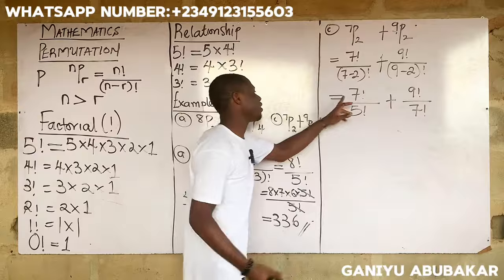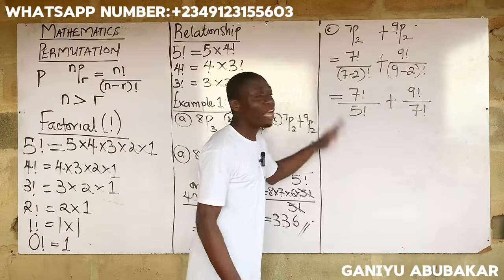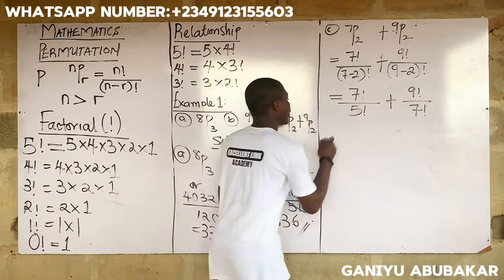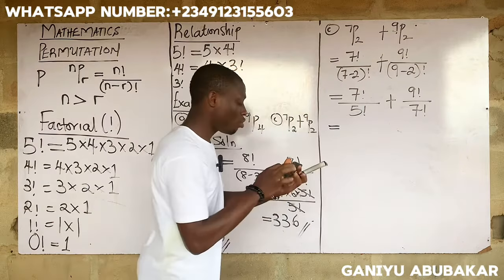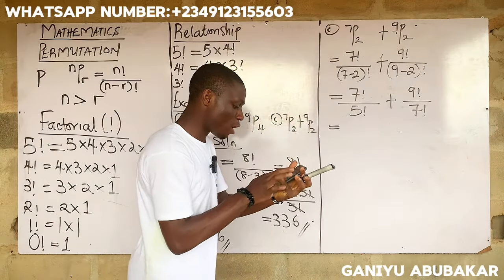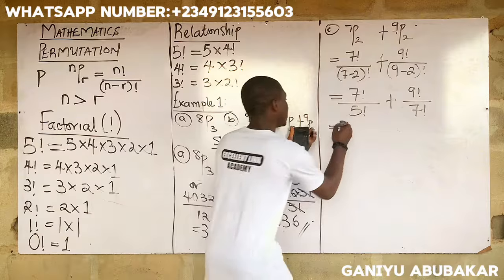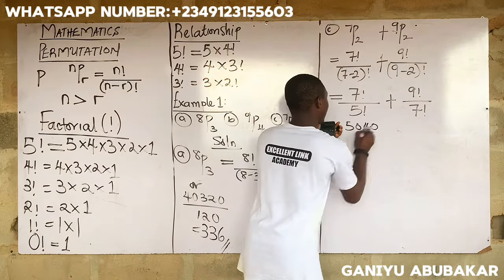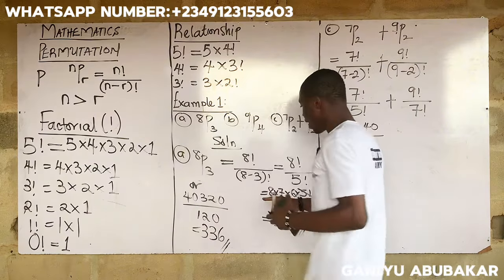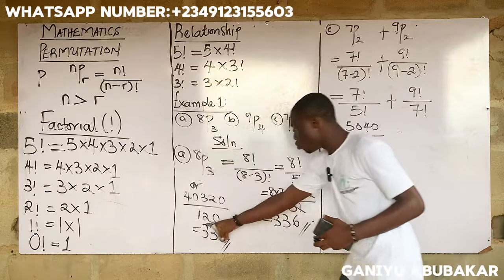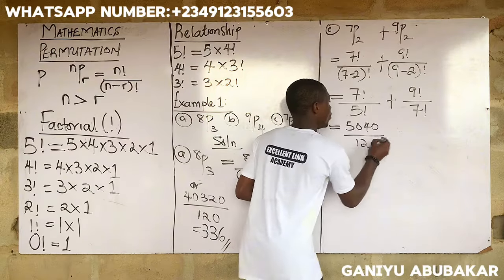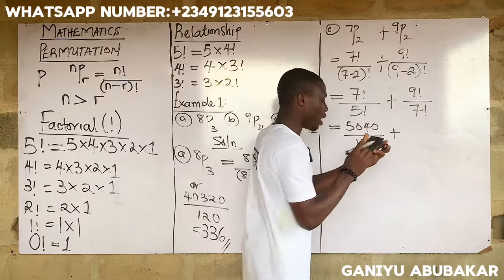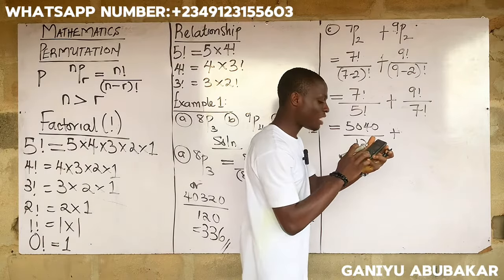I can't start saying 7 factorial is 7 times 6 times... I'll waste my time. So what do I do then? I'll just take my calculator and punch 7 factorial the way I showed you earlier. I had 5040 all over 5 factorial, which gave me 120 earlier, plus what's 9 factorial? Press 9, shift, that symbol that has factorial.